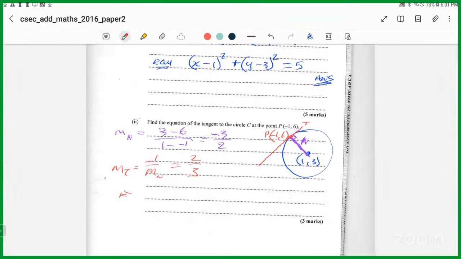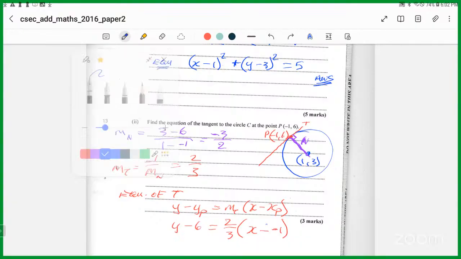So the equation of that tangent is y minus the y value at the point equals the gradient of a tangent into x minus the x value at the point. So it's y minus the y value at the point, which is 6. Then the gradient is 2/3 of a tangent. X minus the x value right here, which is negative 1. This minus minus becomes a plus. Let's put a plus on there in blue.